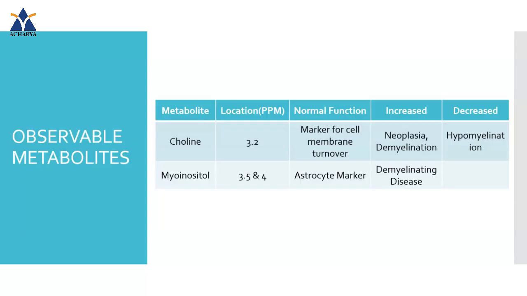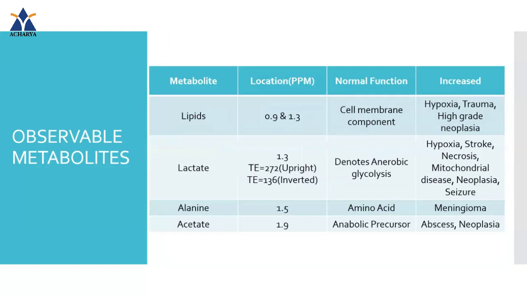And the third one is the ugliest metabolite, which is your lipid lactate. This lipid lactate peak represents necrosis. So any disease related to cell death where cells got destructed, for example necrotic tumors or TB, shows elevation in the lipid lactate peak. So this is the ugliest metabolite.